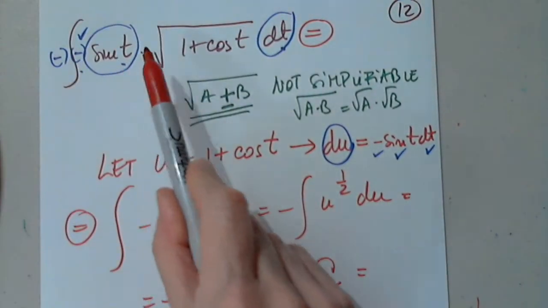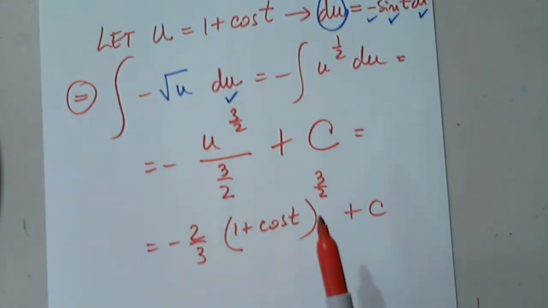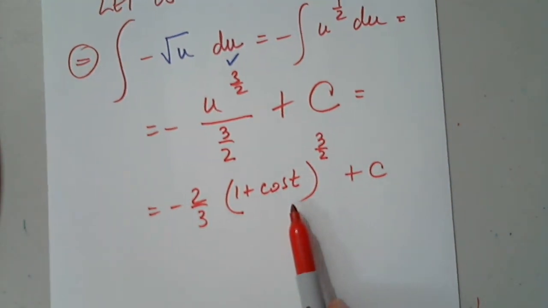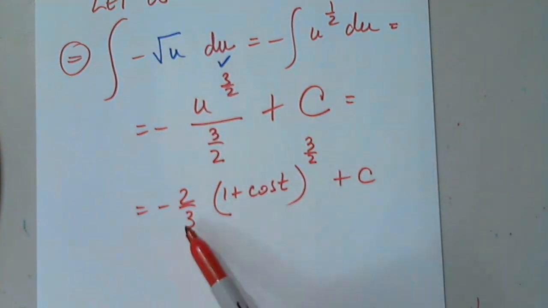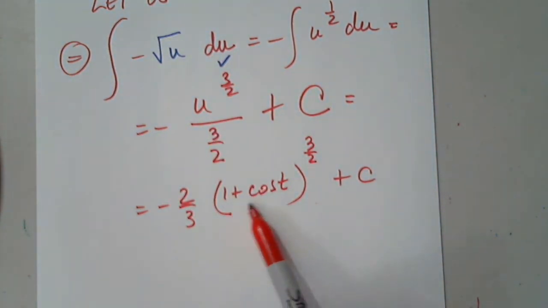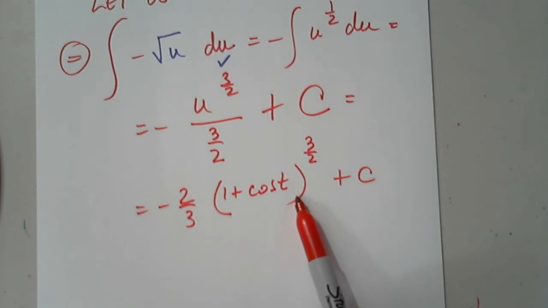Since the integral was given in t, the final answer has to be given in t as well. So the substitution helped us till this point, but now we don't need it anymore. We go back and put in the original function.